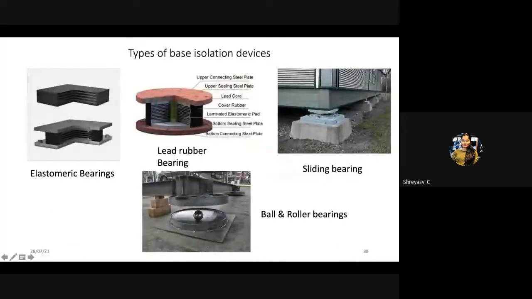So there are different types of base isolation devices. One has elastomeric bearings, there is lead rubber bearing, there's a sliding bearing, and there are ball and roller bearings. In some historical structures which they wanted to retrofit and ensure seismic resistance, there have been examples wherein the entire structural unit has been lifted or separated from the foundation. Then these base isolators are placed on top of the foundation, and then the structure is placed back to the original position.